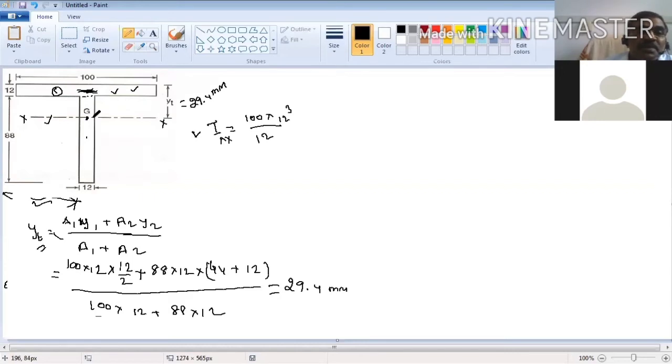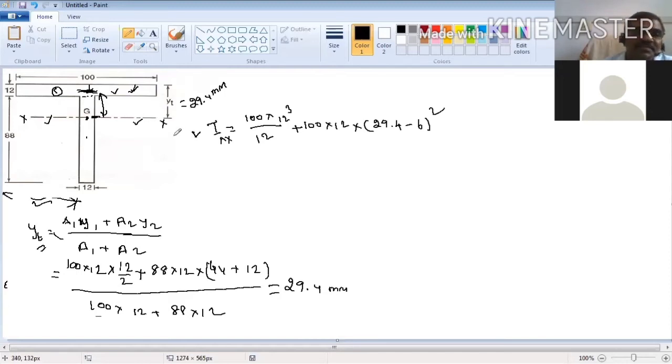But we want the moment of inertia about this axis. What is this distance? You have to put area into y square. We know yt, the total distance is 29.4. What is this distance? This is 6. Then plus area. What is the area? 100 into 12, into y square. What is y? 29.4 minus 6, the whole square. So this is the moment of inertia of section 1 about this axis.